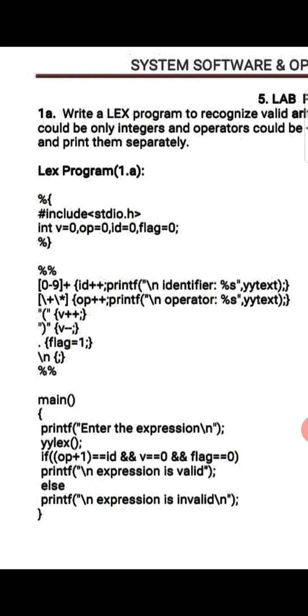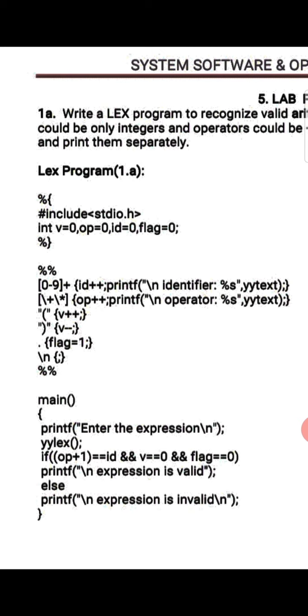When any match occurs, the corresponding action is going to execute, and the currently matched string is present in the variable yytext. In this case, 3 is matching with the first pattern. The corresponding action is that ID is incremented, and at the same time 3 is printed on the screen as an identifier. Next, it reads the next character, that is a plus.